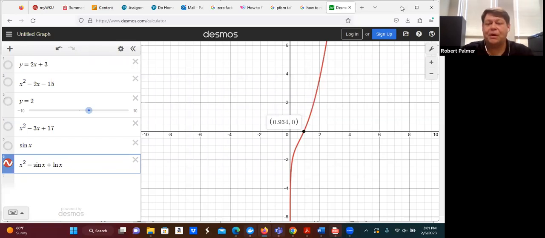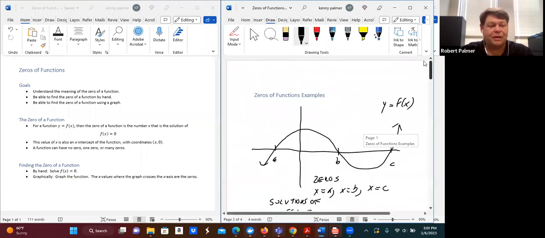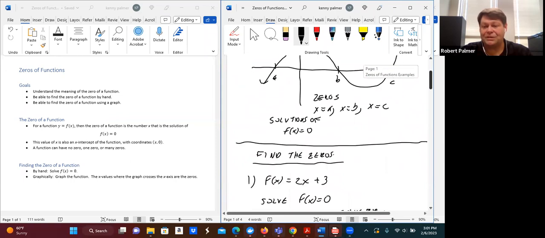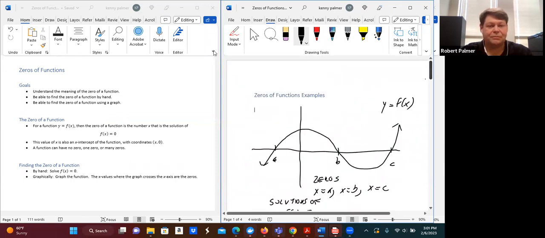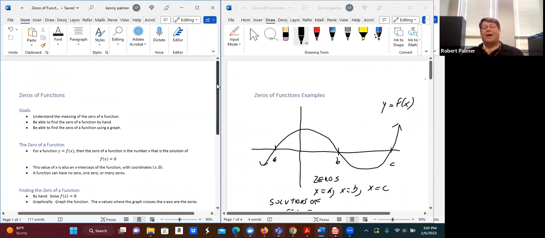Okay, let's briefly review. A zero is basically the solution where you set the function equal to zero and solve, that's your zero. And that's also the same as the x location of your x-intercept. So we found out how you can find the zeros of functions by hand if possible, and also through graphing.